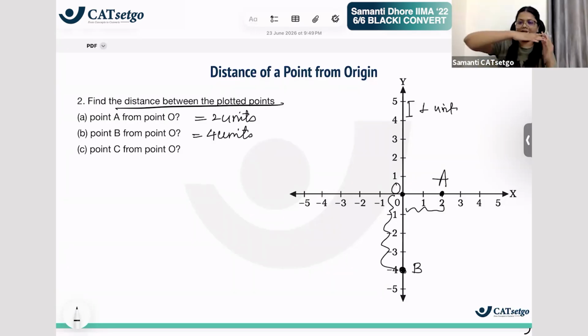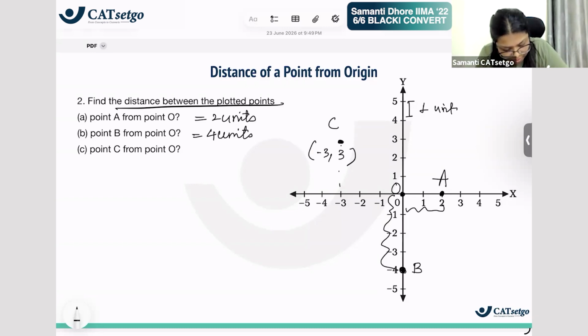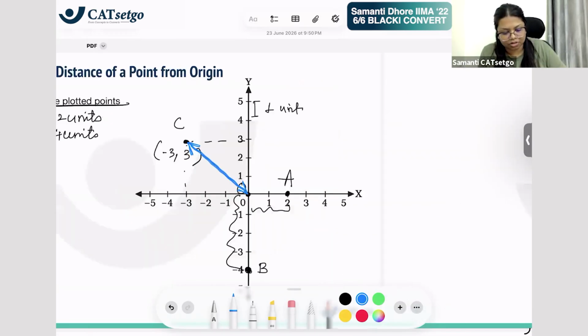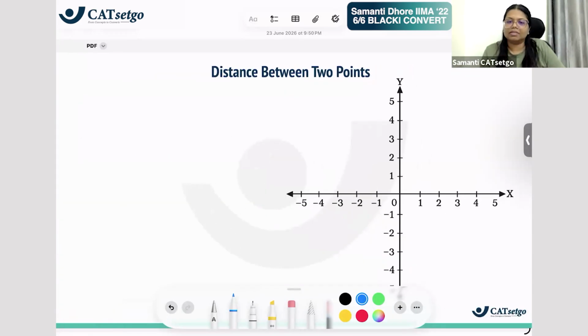So I plotted A on the x-axis and you could easily find the distance. I plotted B on the y-axis and you could easily find the distance. But let's say I plot point C here. Point C is (-3, 3). So what is the distance between origin and point C? How will you find the distance? The distance will be this much, right? So this is where the formula of distance comes into the picture. How do you find the distance between 2 points?